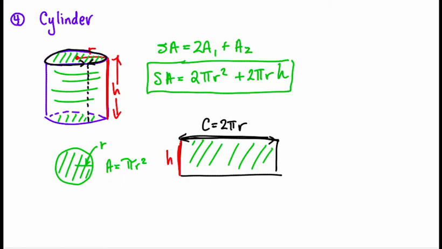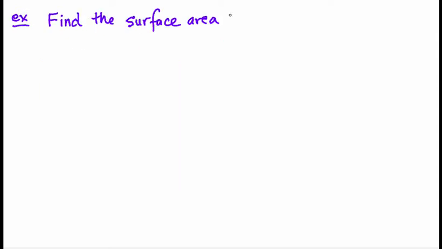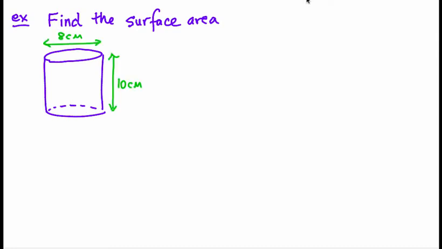So let's take a look at a couple of examples. We'll start with an easy one and go to a little bit more complicated one. So we're looking to find the surface area, and let's do a cylinder as our first example, and I'll add some dimensions onto the cylinder. And so let's calculate that surface area.